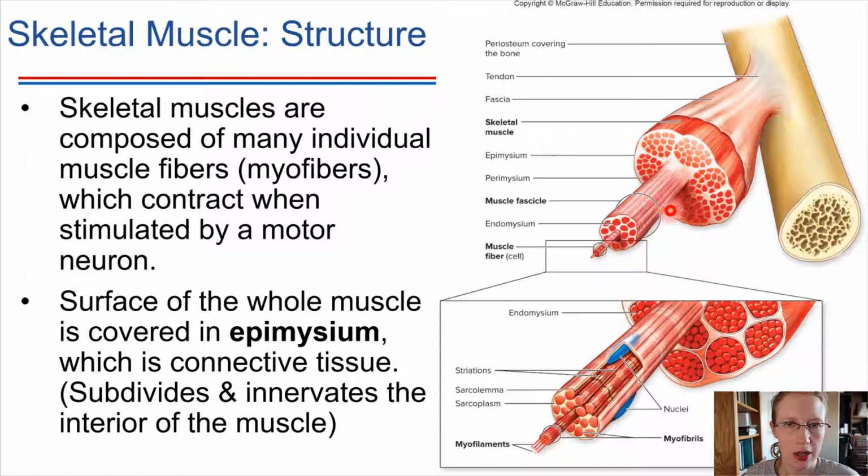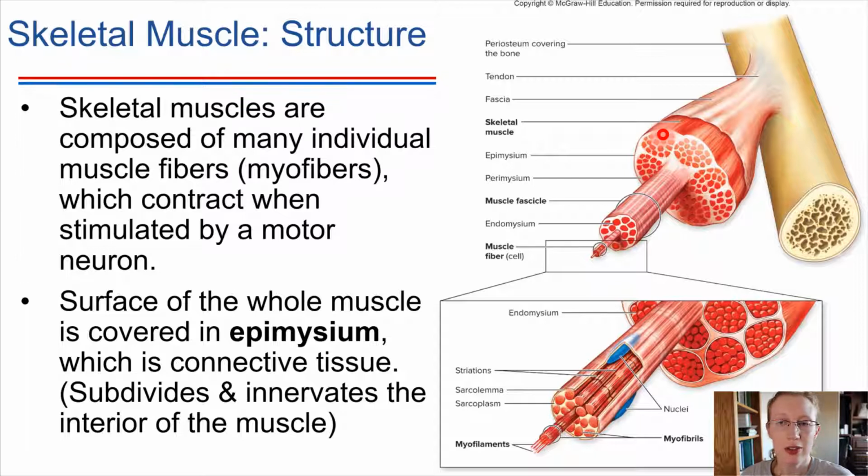Okay, so we're going to be zooming in. As you can see here, there are many layers of organization within a muscle. When we talk about a whole muscle, we could be talking about the bicep or the triceps. The whole muscle is made up of many bundles of muscle fibers, so bundles of muscle cells put together.